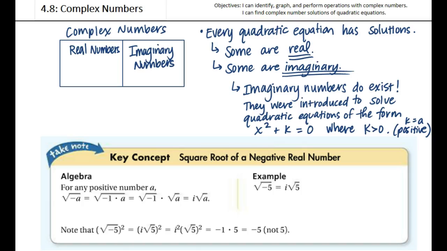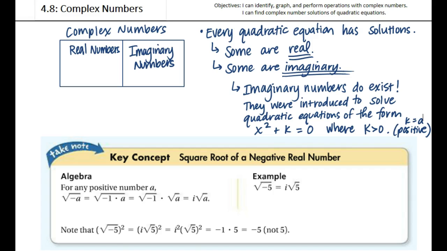Welcome to the 4.8 lesson video. We're going to make things a little bit more complex today when we talk about complex numbers. Our objectives are we can identify, graph, and perform operations with complex numbers, as well as we can find complex number solutions of quadratic equations.